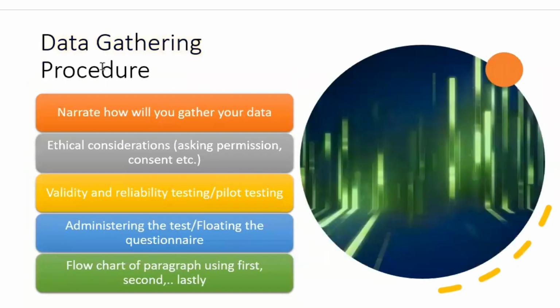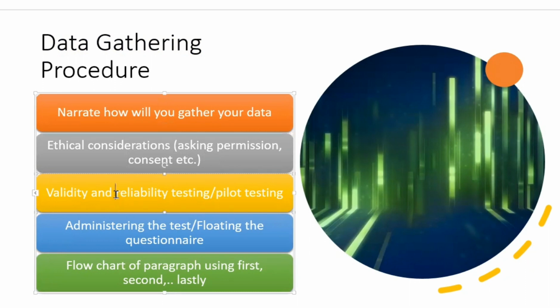Okay, let's move on. For data gathering procedure, you have to narrate how you gather all those data. Yun ang sinabi ko kanina. You also need to consider some ethical permission or consent, especially if you are having a qualitative research.